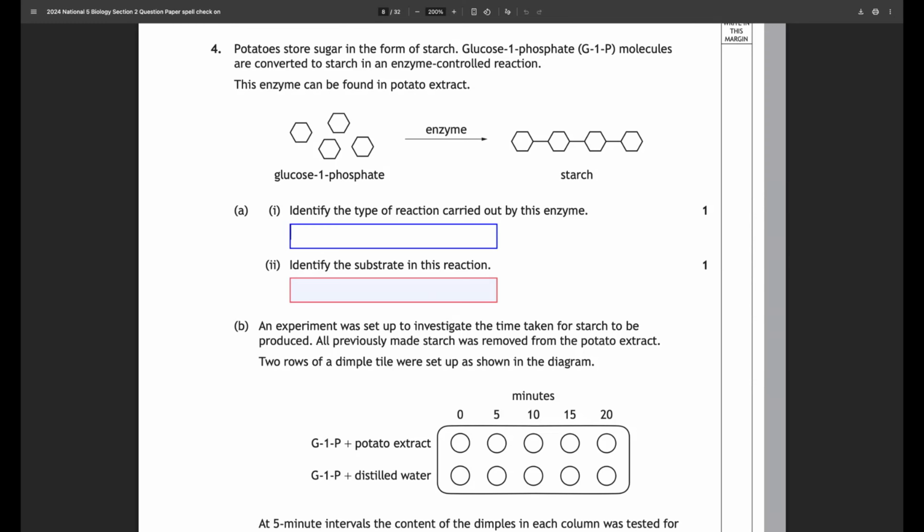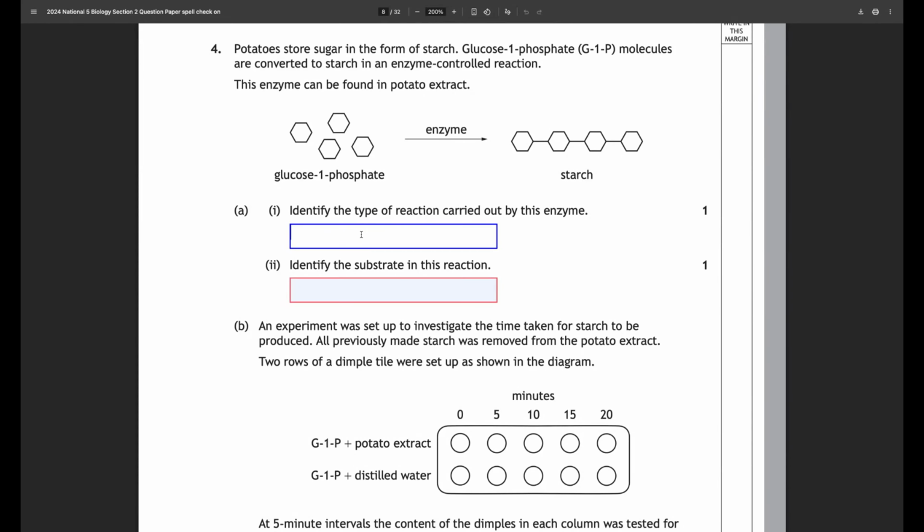Question 4. Potatoes store sugar in the form of starch. Glucose 1-phosphate, or G1P for short, molecules are converted to starch in an enzyme-controlled reaction. This enzyme can be found in potato extract. Important, that sentence. Keep that in mind for later. So if we look at the diagram, we can see glucose 1-phosphate is being broken down by the enzyme into starch. In fact, I shouldn't have said broken down. It's actually been built up, isn't it? Because the small glucose 1-phosphate molecules have been built up into one larger molecule of starch.